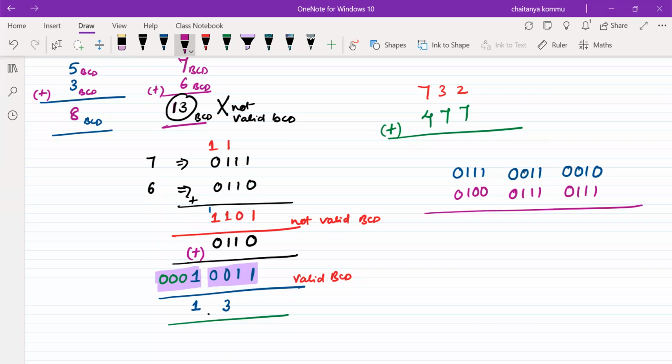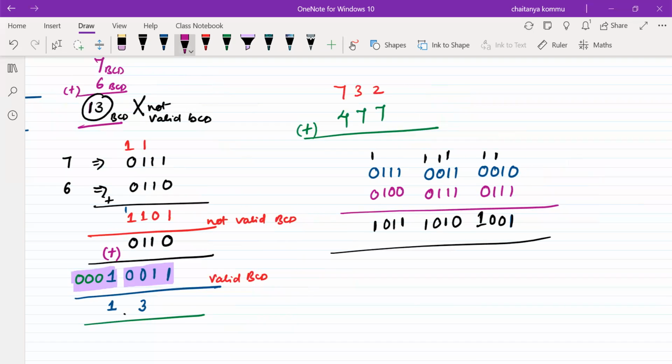So if I want to add, what will I get? I need to take 1, 0 here, and the carry is 1, which is updated here. So here is 1, 1, 0, 1, and this is the 1. So is it a valid BCD? What is the equivalent of this 1, 1? It is 9. Fine, that's not a problem.